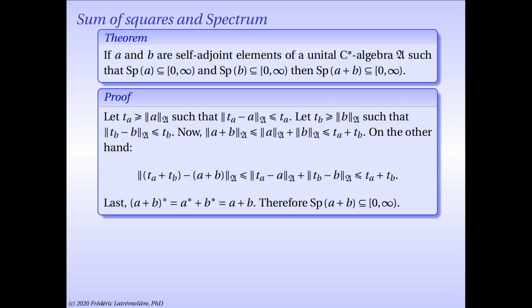So if you look at this, you observe that A plus B is also self-adjoint. It's an easy calculation, and you conclude that we can apply our previous theorem once more and indeed conclude that the spectrum of the sum A plus B is a subset of the positive half-line. So if you add two self-adjoint elements with positive spectrum, you get a self-adjoint element with positive spectrum, and they need not commute for this to be true.